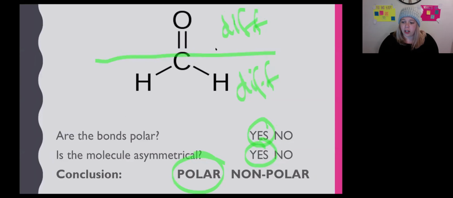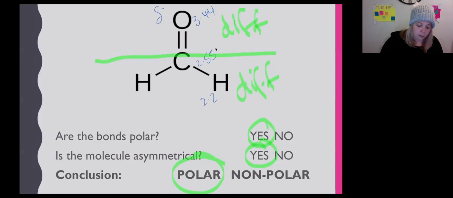We can see here that it's asymmetrical. Therefore, they're polar. Polar molecules will attract each other with the negative dipole of one molecule attracting the positive dipole of the other. So if we think back to what we've got here, this had a 2.2, we had a 2.55, and we had a 3.44 up here. So what we're looking at is that this part of the molecule is going to be negative, this part of the molecule is going to be positive. Okay, so that might help us when we're figuring that out.